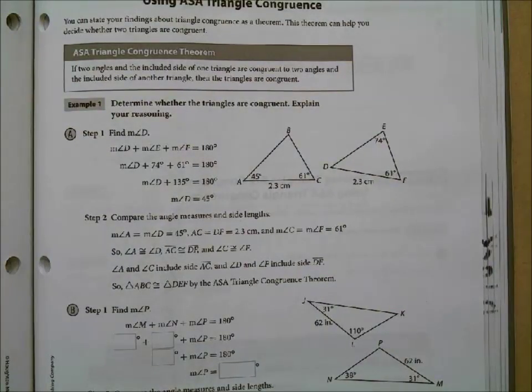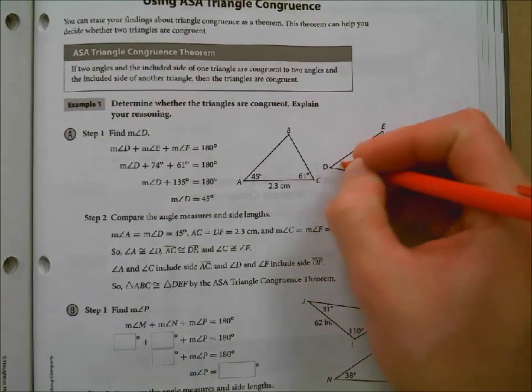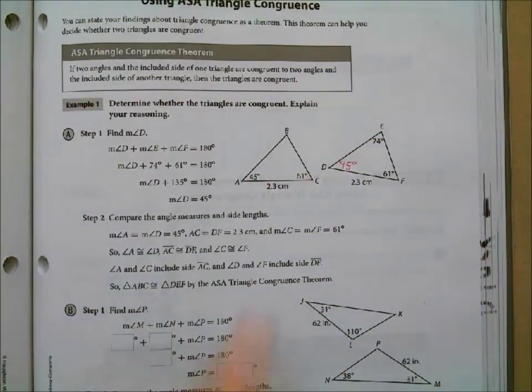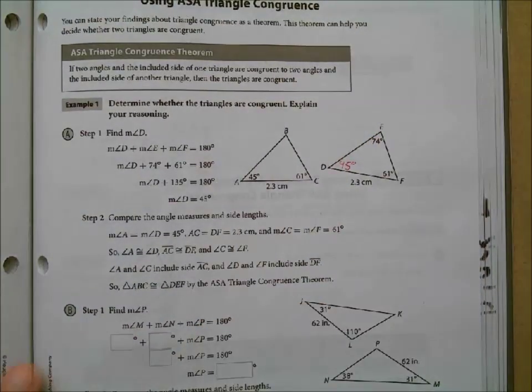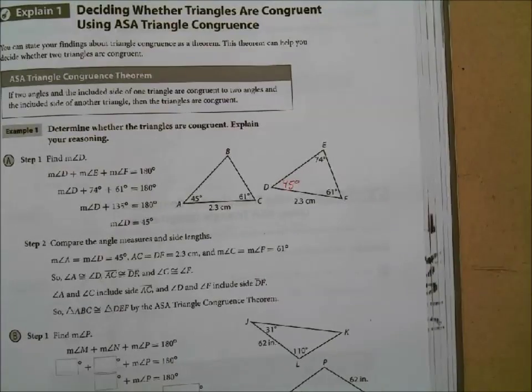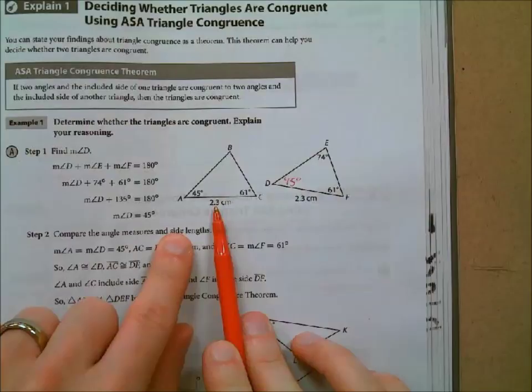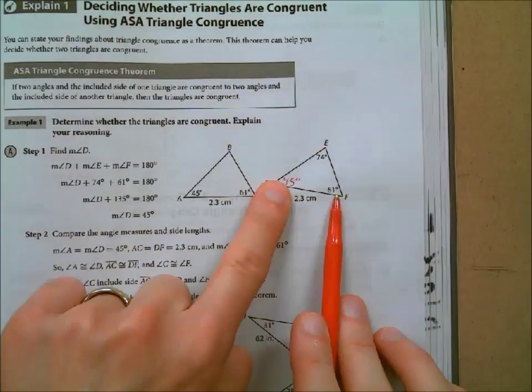Sounds good to me. What'd you get, 45? Yeah. Okay. So now with that given additional piece of information, do we have an angle-side angle congruence for these two triangles? Yes, we do, right? Two angles and the included side are congruent or equal to two angles and the included side.